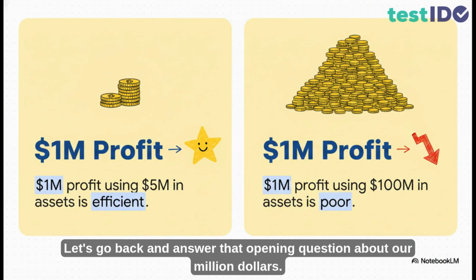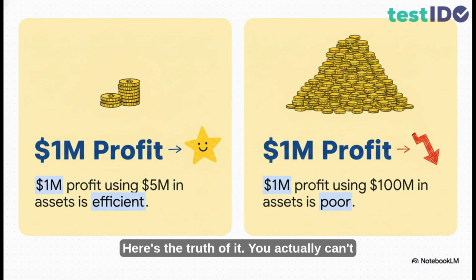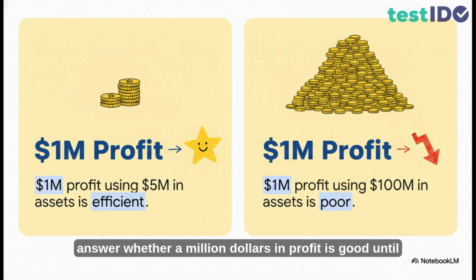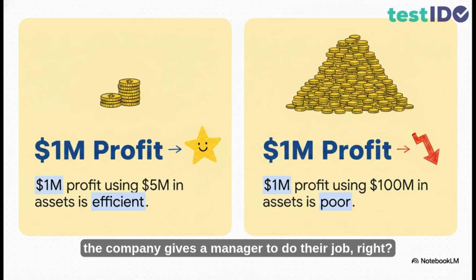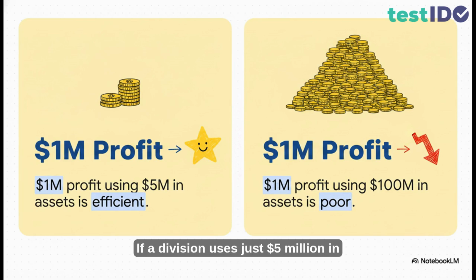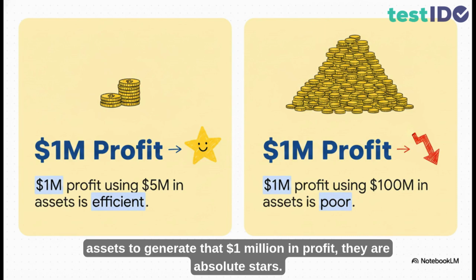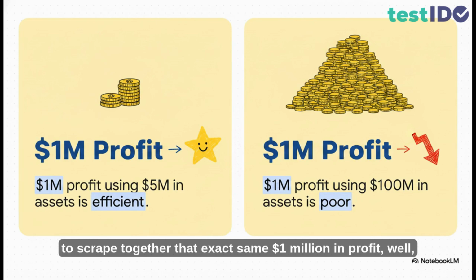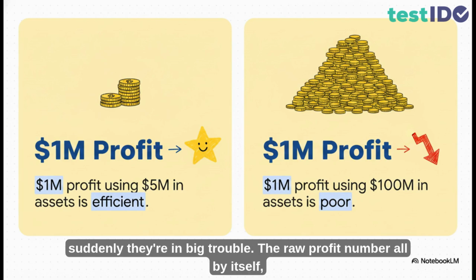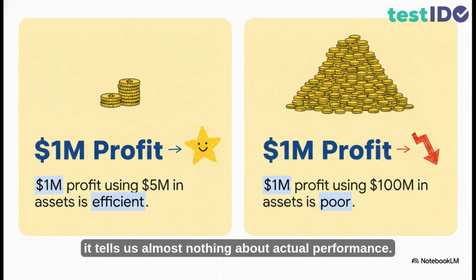Let's go back and answer that opening question about our $1 million. Here's the truth of it. You actually can't answer whether $1 million in profit is good until you know exactly how much that division used to get it. Think of assets as the tools the company gives a manager to do their job, right? If a division uses just $5 million in assets to generate that $1 million in profit, they are absolute stars. I mean, that is incredible efficiency. But if they needed $100 million in assets just to scrape together that exact same $1 million in profit, well, suddenly they're in big trouble. The raw profit number all by itself tells us almost nothing about actual performance.